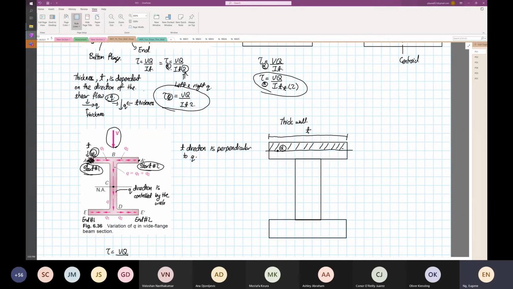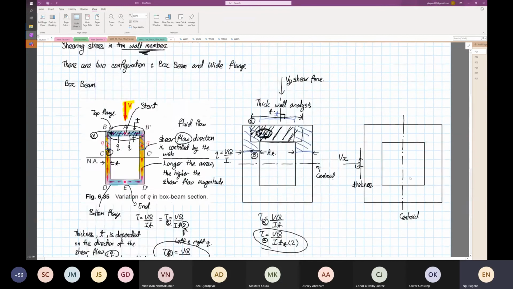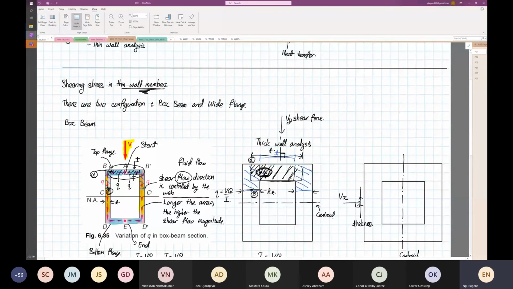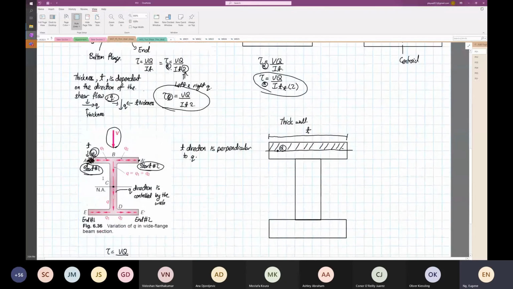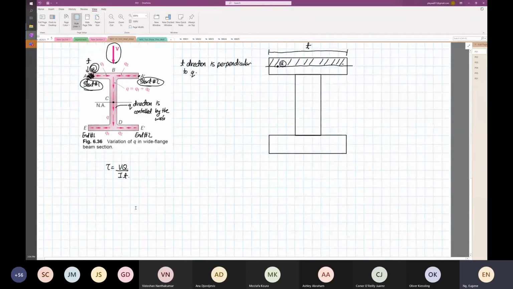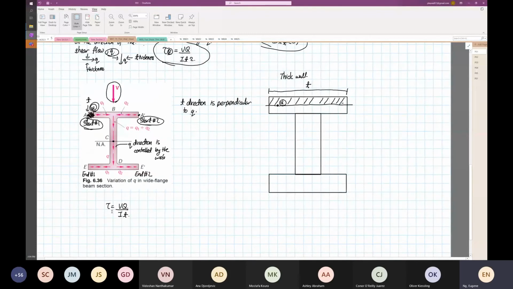Whereas for this case, when we're looking at box beam, alpha is over here. The start point is here. The shear flow has been split into two, one going to the left, one going to the right. Whereas for this case, from the start point, the Q did not split at all, right? That's why the shear stress is VQ over IT. Okay? I want you to see this difference.